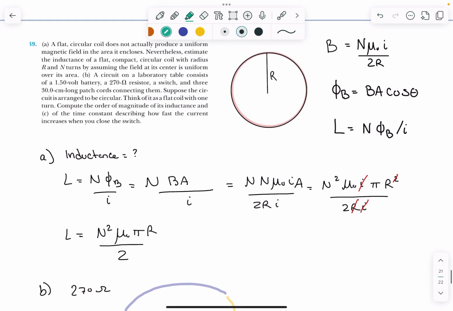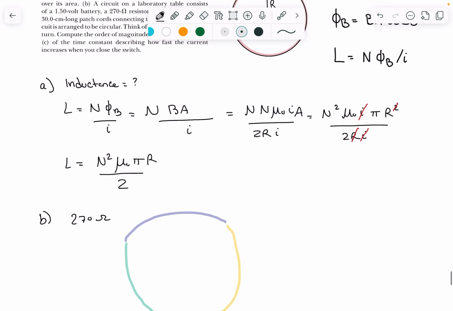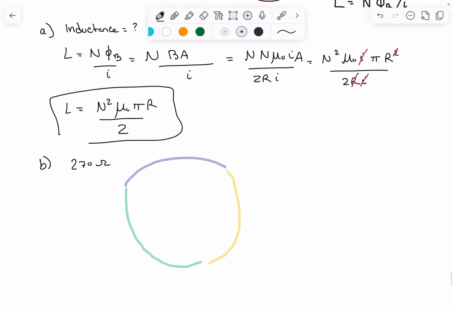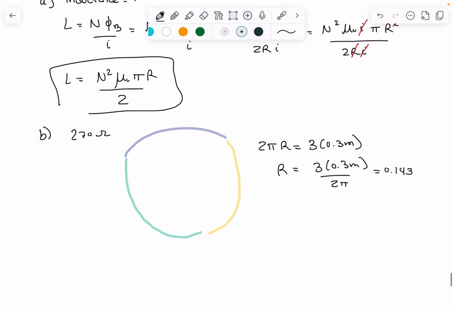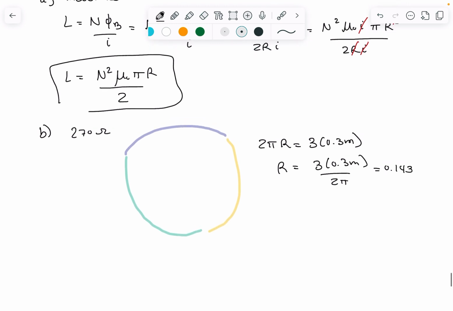It asks us to first figure out the order of magnitude of its inductance. So this is kind of a circle, and this is the inductance of something that's kind of a circle too. So then all we have to do is say, well, 2 times pi times r is going to be 3 times 0.3 meters. So then the radius is just 3 times 0.3 meters divided by 2 times pi, and if we plug in numbers, that is going to be 0.143 meters. So we have the radius, and we know that n is equal to 1 as per the question.